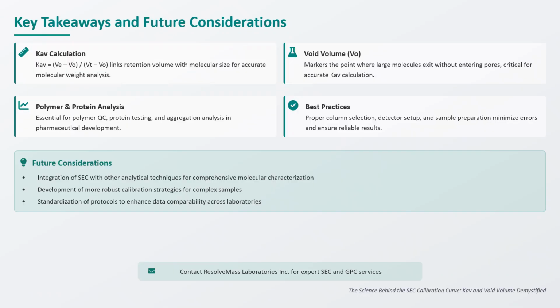To wrap up, CAV is not just a number, it's the language SEC uses to describe molecular size. Void volume is not a footnote, it's the foundation of accurate calibration. Whether you're analyzing polymers or proteins, a robust SEC calibration strategy transforms chromatography into insight. As SEC continues to integrate with advanced detectors and hybrid techniques, the demand for standardized, well-understood calibration practices will only grow. And when done right, SEC doesn't just separate molecules, it builds confidence in your data.